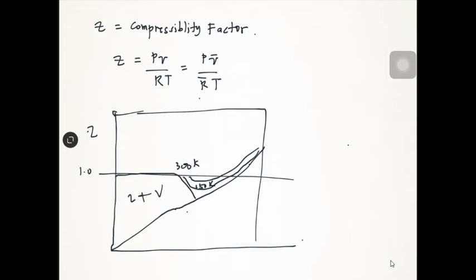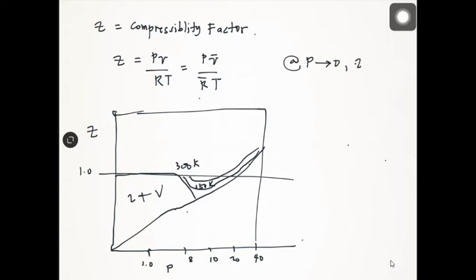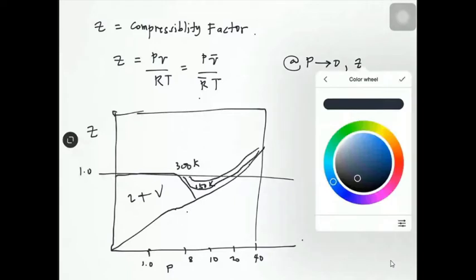So then this is your pressure. This one, this is 8 and 10, 20 and 40. Okay, so at P is equal to 0, or as P approaches 0, then your Z here, or your compressibility factor, is equal to 1.